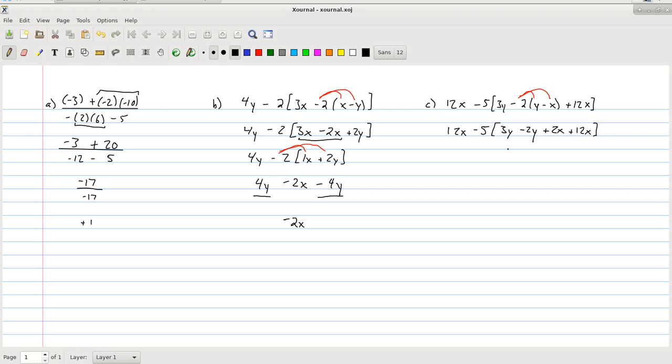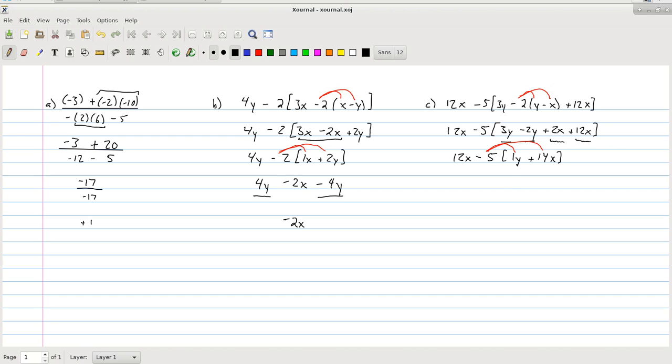Now we combine like terms inside the brackets. So we have 3y subtract 2y is 1y. And then positive 2x plus 12x is positive 14x. Copy down the rest of the problem. So we'll bring down the minus 5, bring down the 12x. Now there's nothing more we can do in the brackets. So as before, we'll get rid of those brackets by distributing the negative 5 to both terms.